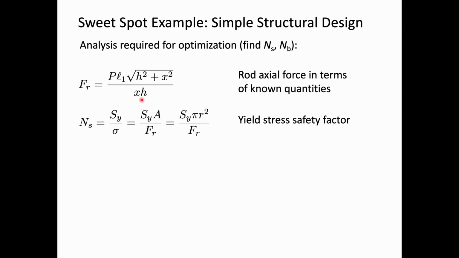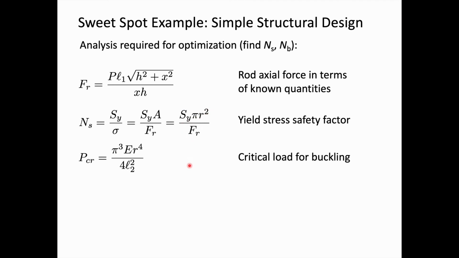We can now calculate the yield stress safety factor. The yield stress safety factor is going to be equal to the yield strength of the material, that's a material property, divided by the axial stress. The axial stress is equal to the axial force divided by the cross-sectional area. So we invert that, and we end up with Sy times A over the axial force. If we make the substitution for area, then the safety factor is equal to the yield strength times pi r squared over Fr.